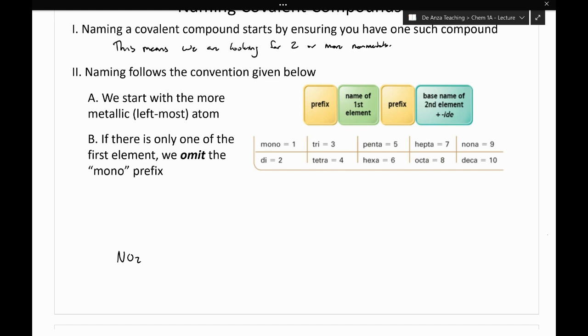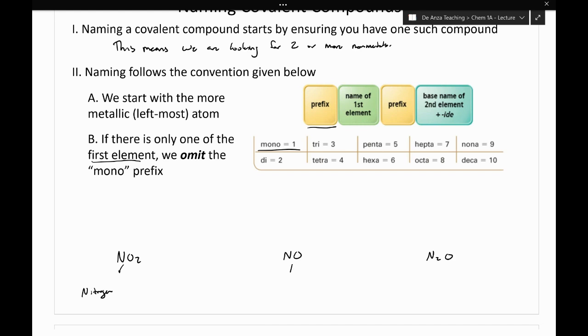To describe how many of the leftmost atom we have, we usually denote a prefix. In this case, the prefix that we would expect to apply here is mono, because we only have one. But whenever you only have one of the first element, we omit that mono prefix. And so the way we'd name NO2 is we'd first start by saying nitrogen, because we omit the mono prefix, that we will see is different when we name different compounds.